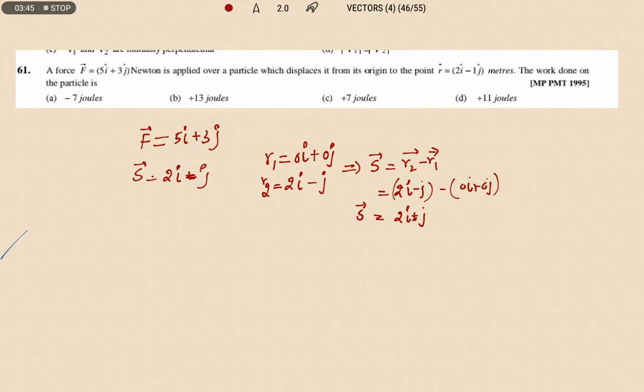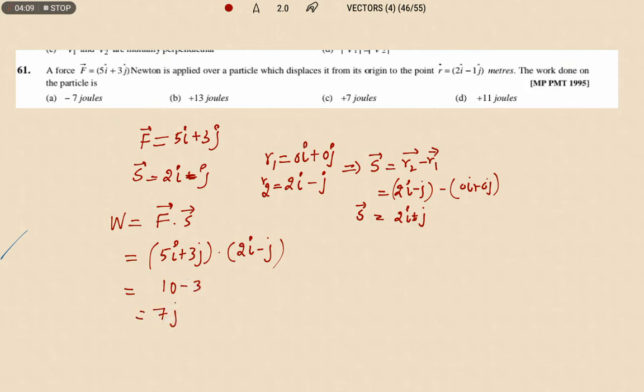Let us find the dot product, because work done is the dot product between force and displacement. So (5i plus 3j) dot (2i minus j). 5 times 2 is 10, 10 minus 3, so 7 joules is the work done due to that force.